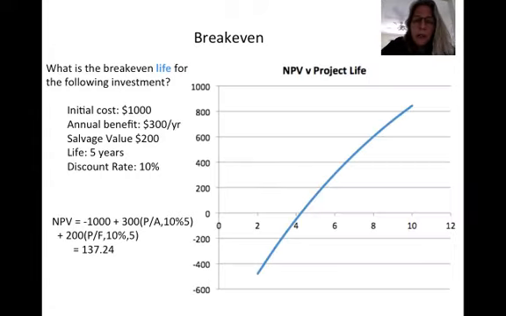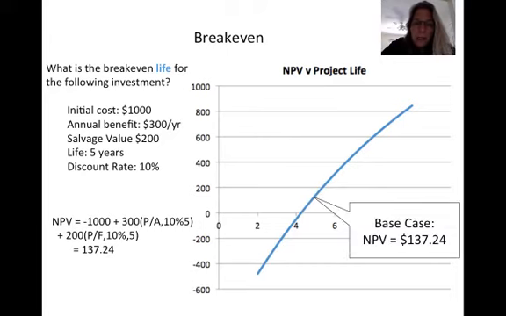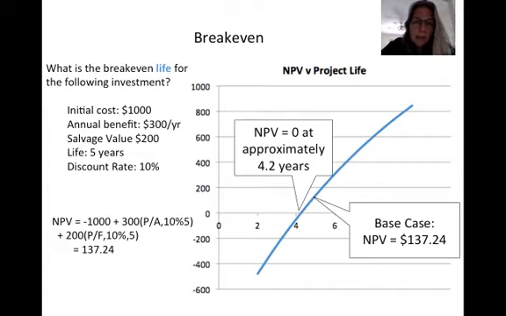So what we generally do is graph this, and the way you graph it is you just change the values of the life and see what the net present value is. For instance, at a 5-year life, you can see it's 137, which is what we calculated. Then you find where it crosses 0, where the net present value is 0, and it's approximately 4.2 years.